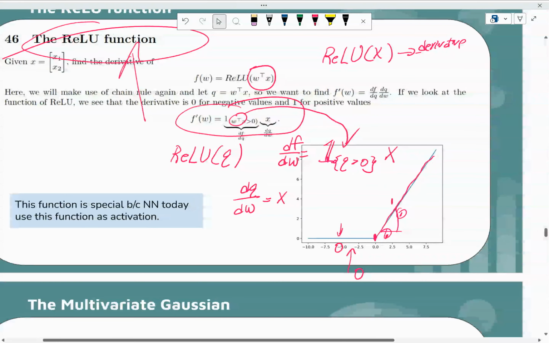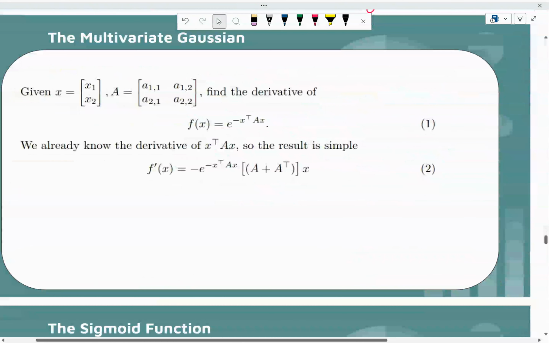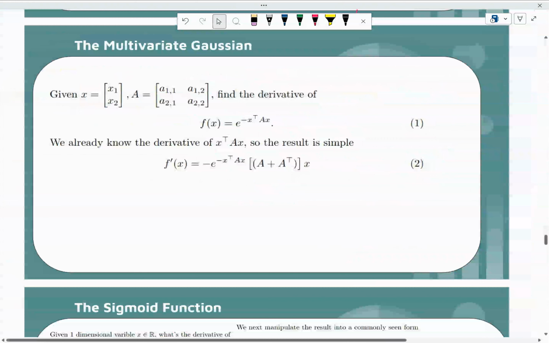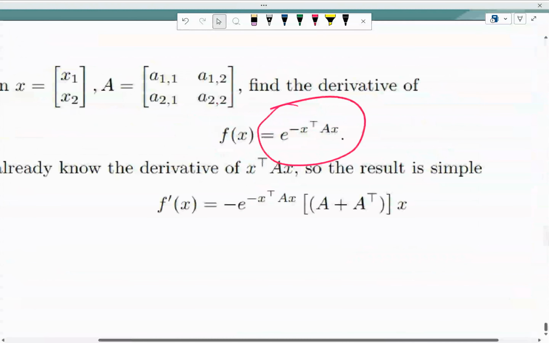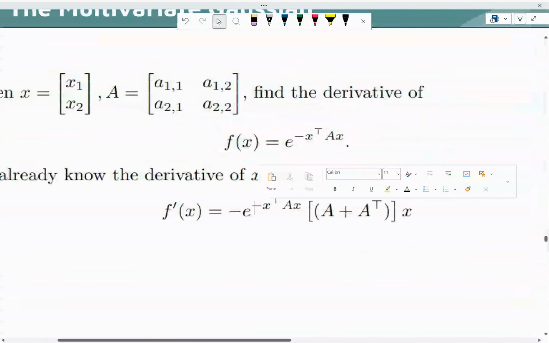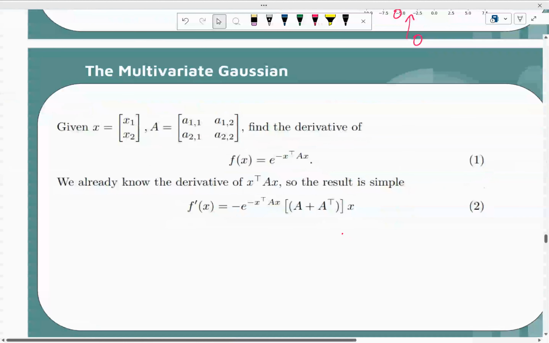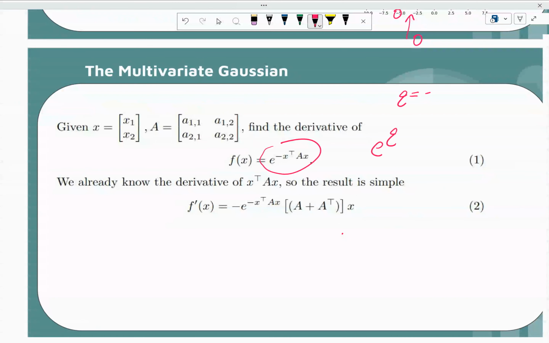Okay, let's move on to the next one, multivariate Gaussian. So it looks something like this, where you have an exponential term of a quadratic. Okay, well, how do we do this? Well, it's not bad. We use the chain rule again, which we take the derivative of this, e to the q, and q is going to equal to minus x transpose ax.